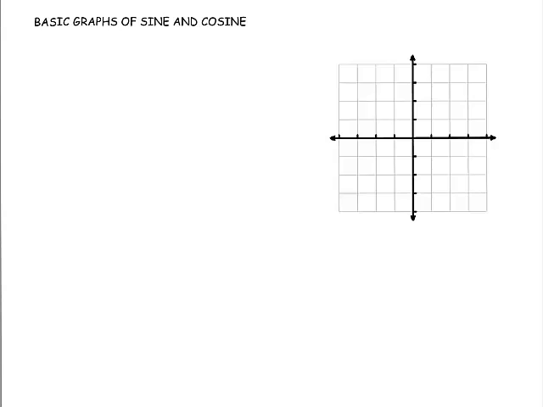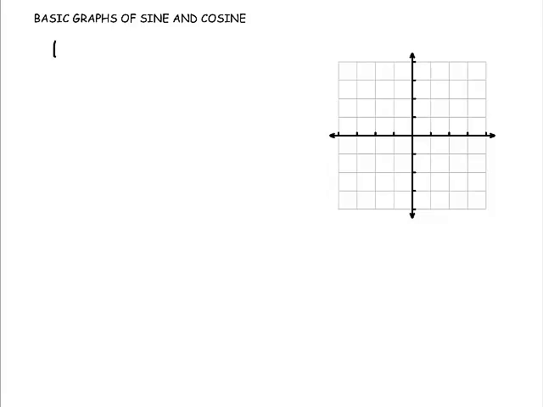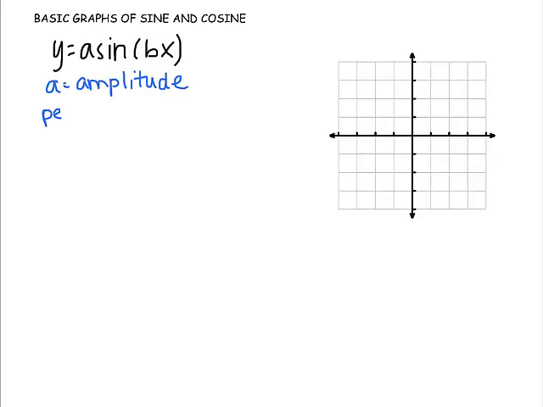So we're going to look at how to graph sine and cosine when we change the amplitude and the period. We're going to have y equals a sine of bx. Now the a and the b are going to change the amplitude and the period respectively. So the a value is going to represent our amplitude, and the period, we're going to find that by doing 2 pi divided by that b value, because the b value is going to tell us the number of cycles that we see in 2 pi.